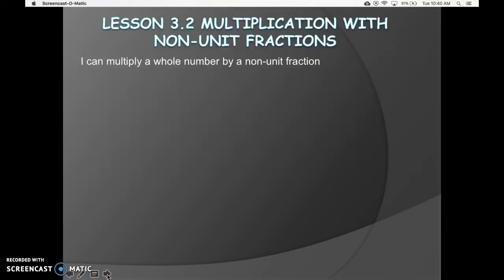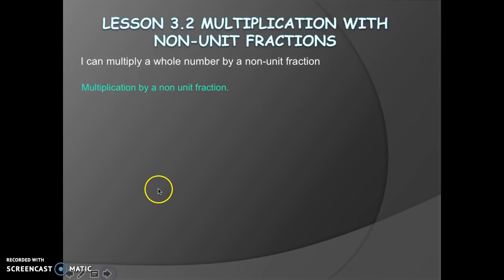Hello, ladies and gentlemen. We're on to lesson 3.2, multiplication with non-unit fractions. So yesterday, or most recently, you did unit fractions. Now we're going to look at non-unit fractions. So be sure to copy the lesson number and the I can statement. I can multiply a whole number by a non-unit fraction.